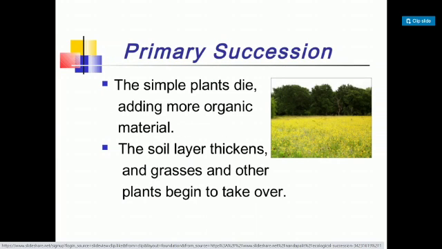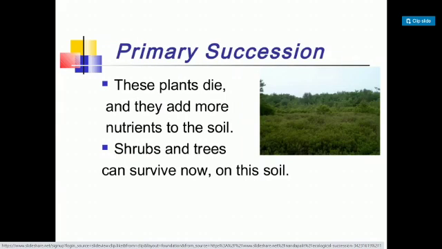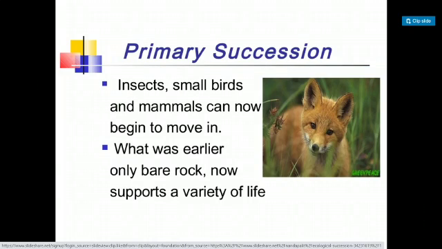The simple plants die, adding more organic materials. The soil layer thickens and grasses and other plants begin to take over. This bare rock was first occupied by the lichens, then by the mosses and ferns, and now by the grasses. These plants die and add more nutrients to the soil. Shrubs and trees can survive now on this soil. Here you're watching in the figure how this bare rock is now occupied by shrubs and trees. Insects, small birds, and mammals can now begin to move in. What was earlier only bare rock now sports a variety of life.